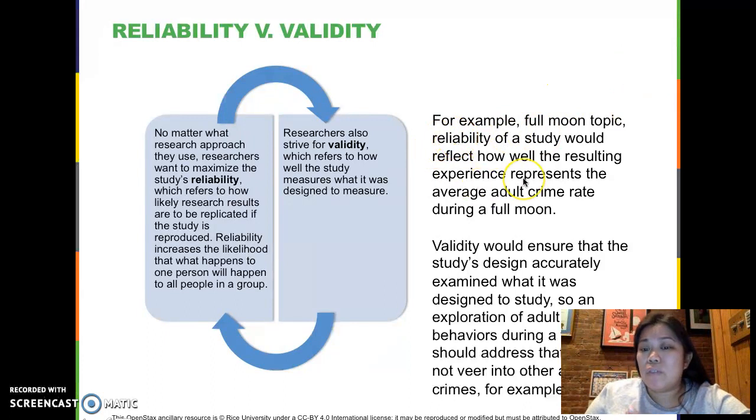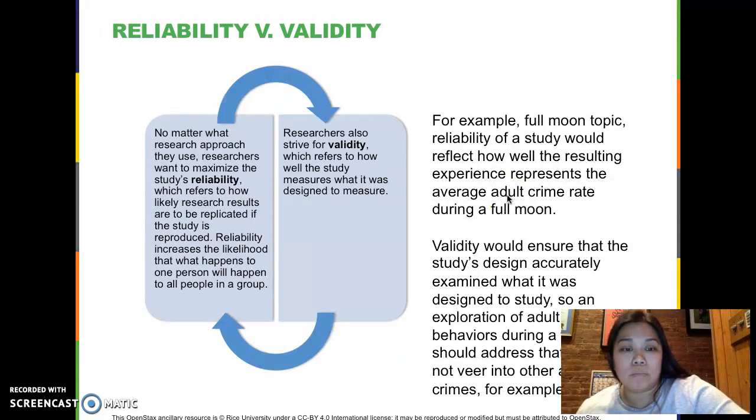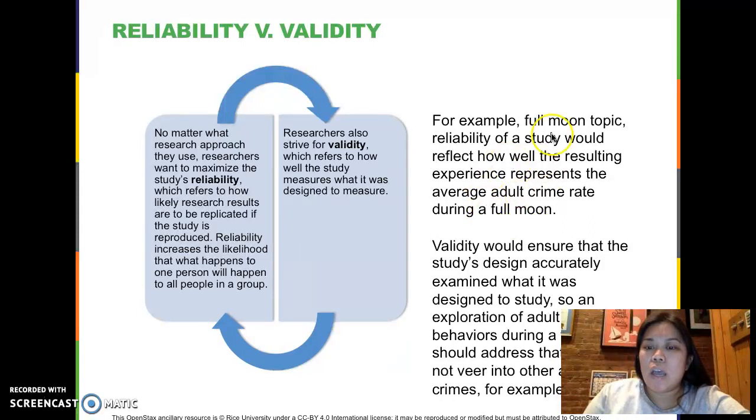Reliability in a study would have to show how the resulting experiment represents the average crime rate during a full moon. So, does crime happen and get measured in the same way no matter where you are? And then validity would make sure that the study's design accurately examined what it was designed to study. So an exploration of adult criminal behaviors during a full moon shouldn't veer into other age groups, for example, since we're talking just about adults.